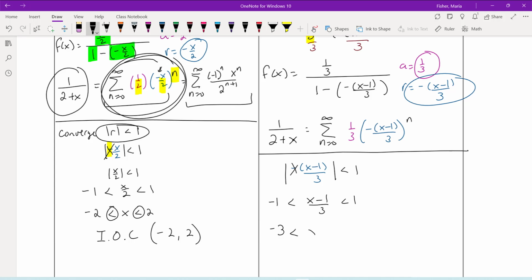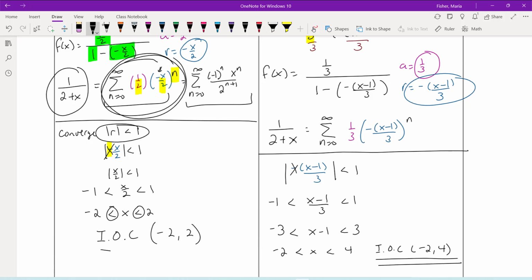Negative 3 less than x minus 1 less than 3, and then finally add 1 to all three, and you get negative 2 less than x, which is less than 4. Therefore, that interval of convergence is going to be from negative 2 to 4.